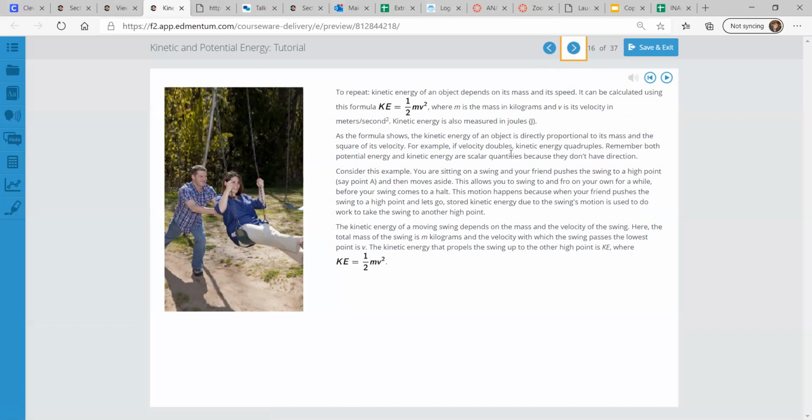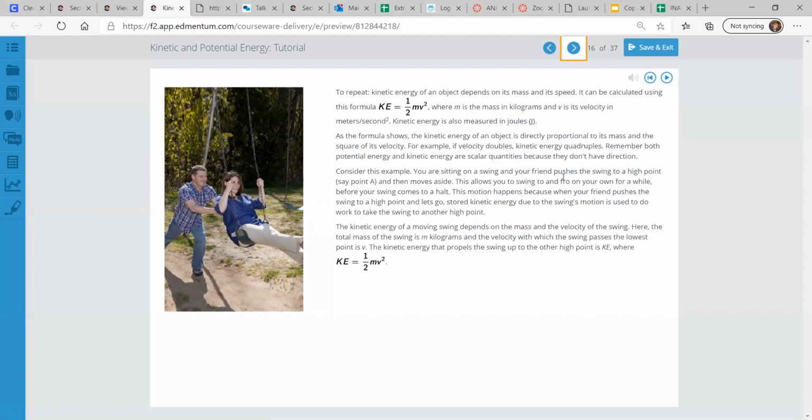Kinetic energy is also measured in joules. So if you look at the units, we have kilogram times meters squared divided by seconds squared. And we'll see that in the next few examples.